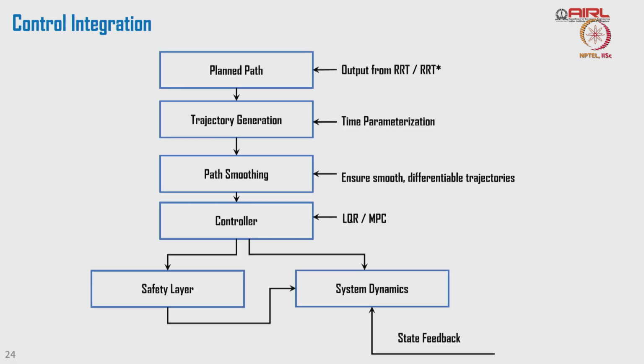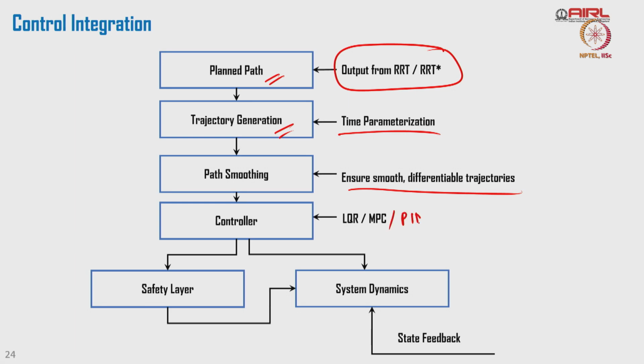Yeah. So, how does the control integration happen for the RRT and RRT star algorithm? The output path will be coming from the RRT or RRT star algorithm, that is the planned path. Then that goes to trajectory generation, where some time parameterization factors will be included in the path. Then, if required, path smoothing or some post-processing units will be there. Finally, it comes to the controller, which will be, say, LQR, MPC or PID, something like this. PID we have also covered in this course.